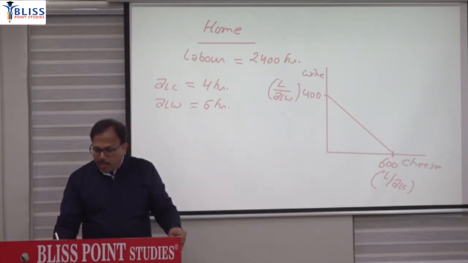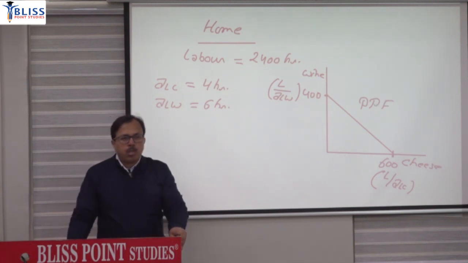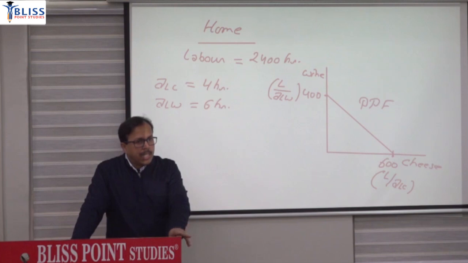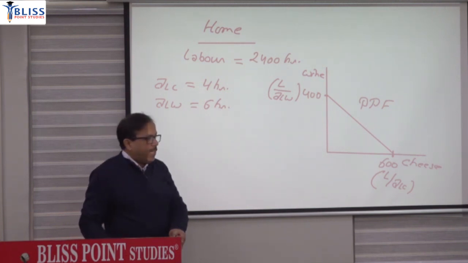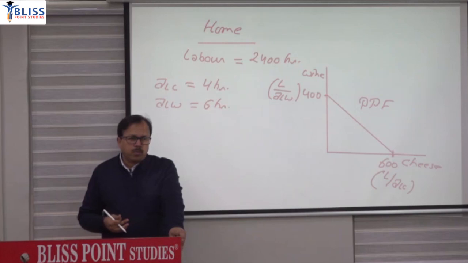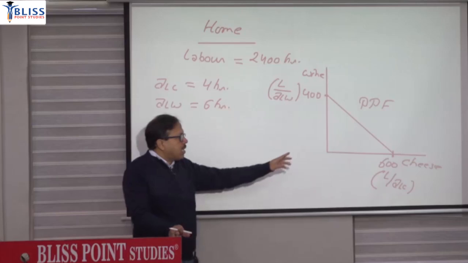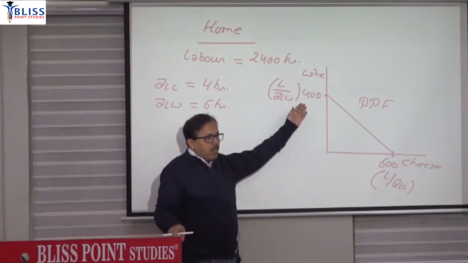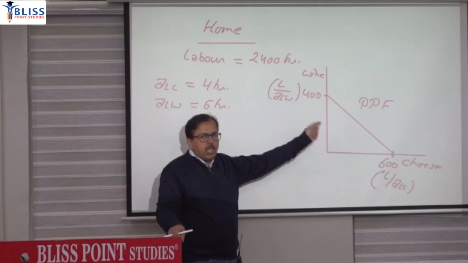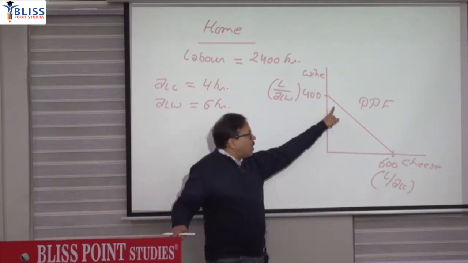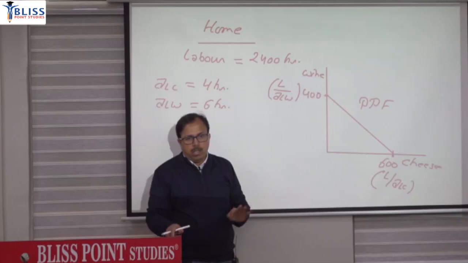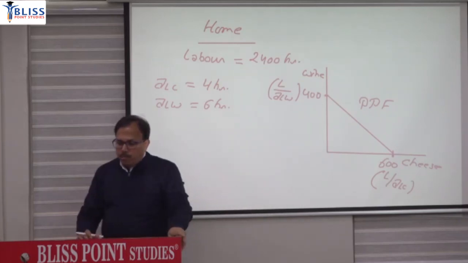And this line will be referred to as the production possibility frontier, PPF, या production possibility curve कहते हो, but it will be a straight line. I have explained why it is a straight line. So what does the production possibility frontier show? These are the possibilities of production. You can produce maximum 600 units of cheese or maximum 400 units of wine or some combination in between. So any point which is on the line or inside is possible.